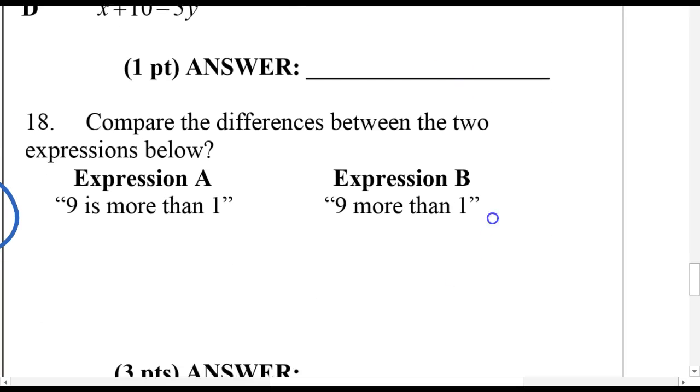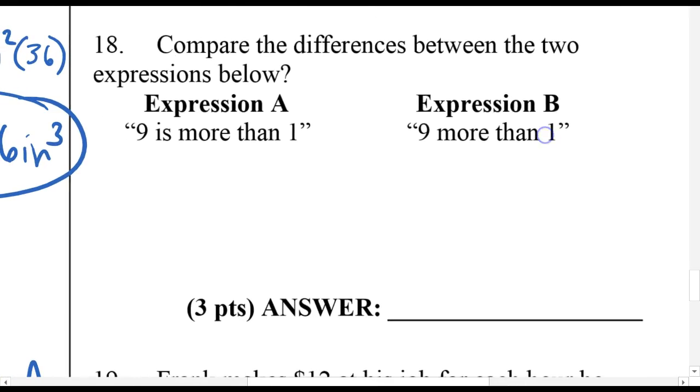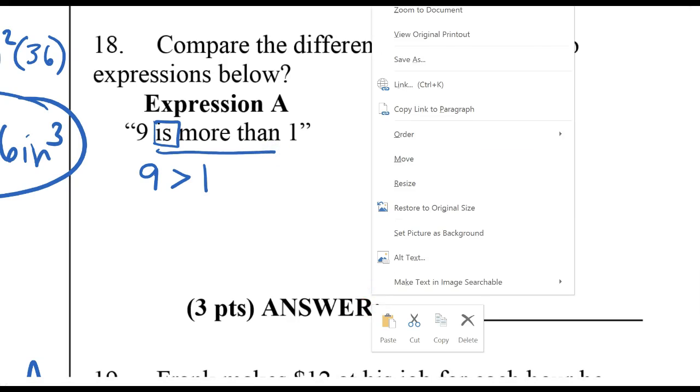Okay. Compare the differences between the two expressions. Well, let's write these out and then we'll compare. 9 is more than 1. Okay, so 9 is more or greater than 1. The key word here is "is more." Now, this says 9 more than. All right, so notice the difference. This is "more than," so it's like saying that 9 is bigger.